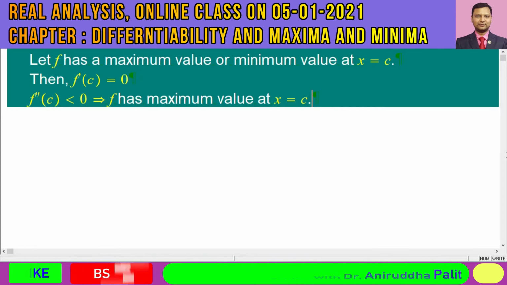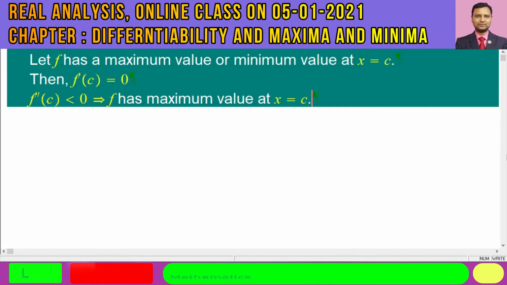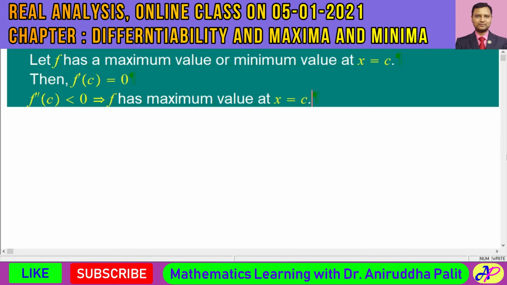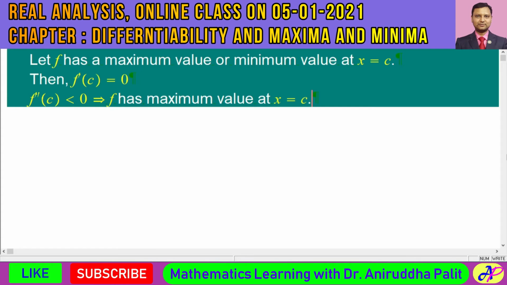Remember, this maximum or minimum is always defined relative to the neighborhood. So these are all relative maximum or minimum. I am discussing only the relative maximum and minimum. Although we write simply maximum, we shall always discuss relative maximum and minimum here.